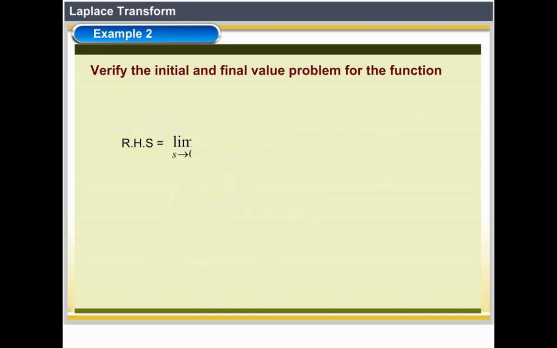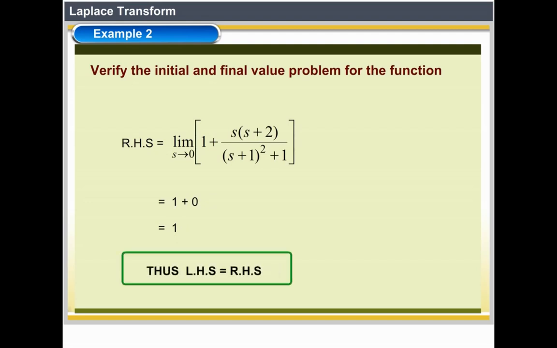RHS equals limit s tends to 0 of 1 plus s into (s plus 2 divided by s plus 1) the whole square plus 1, equal to 1 plus 0, equal to 1. Thus LHS equals RHS.